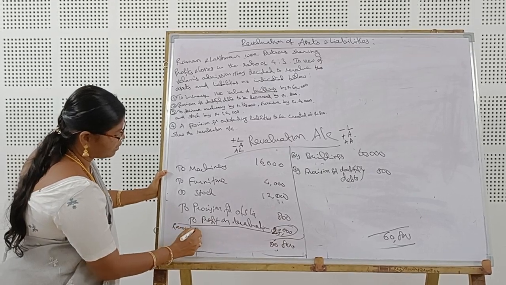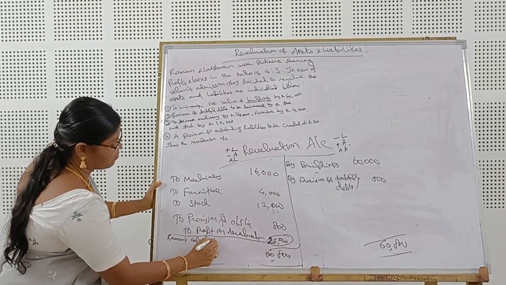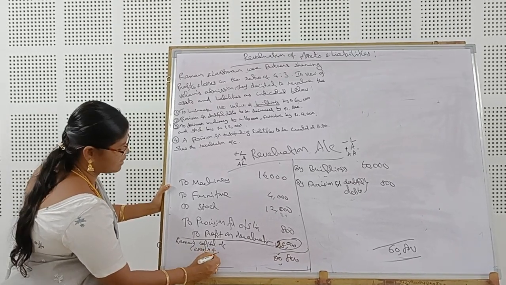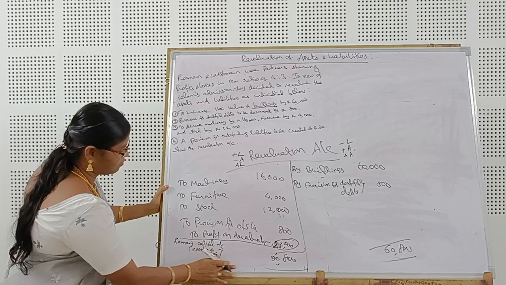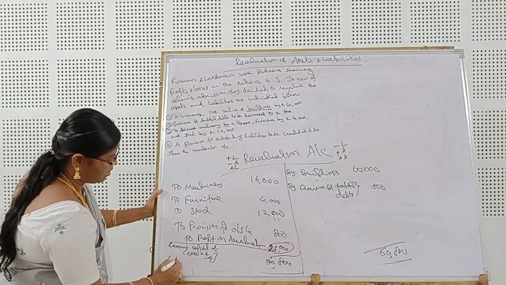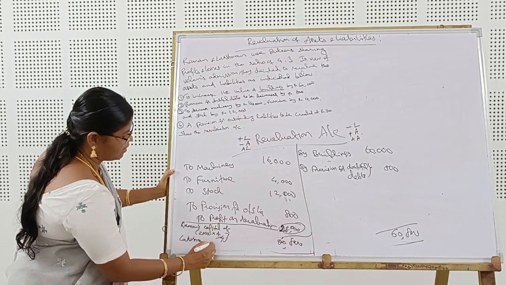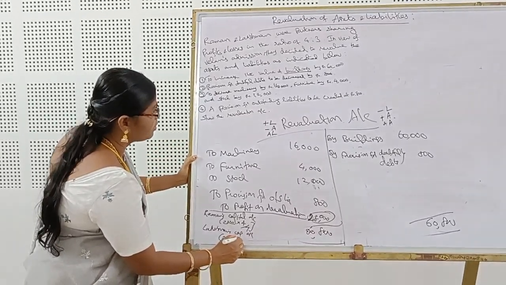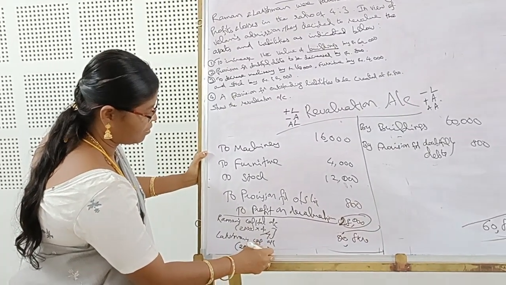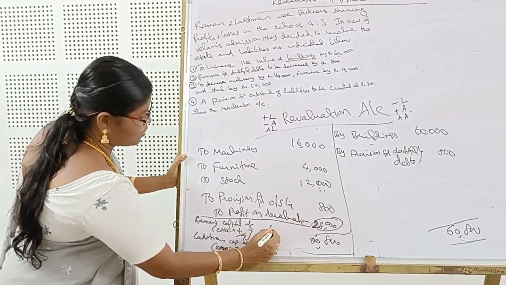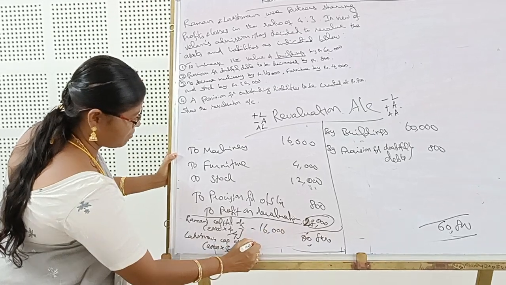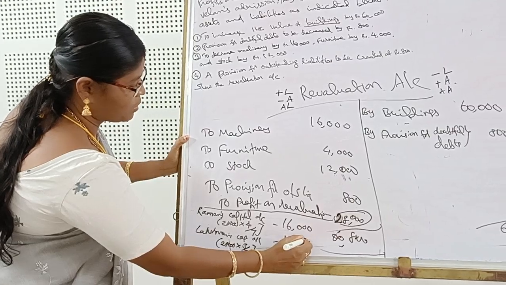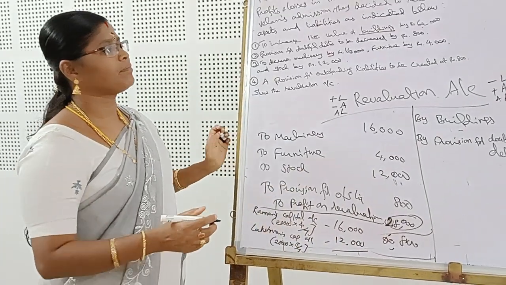So Raman's capital account: 28,000 into 4 by 7. And Lakshman's capital account: 28,000 into 3 by 7. So 16,000 for Raman, 12,000 for Lakshman. Thank you.